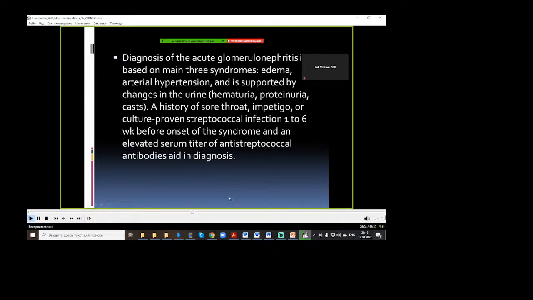Diagnosis of acute glomerulonephritis is based on three main syndromes: edema, arterial hypertension, and is supported by changes in the urine, hematuria, proteinuria, and casts. A history of sore throat, impetigo or culture-proven streptococcal infection 1 to 6 weeks before onset of the syndrome, and elevated serum titer of anti-streptococcal antibodies aid in diagnosis. So pay attention to this main idea, how to make a diagnosis of acute glomerulonephritis.